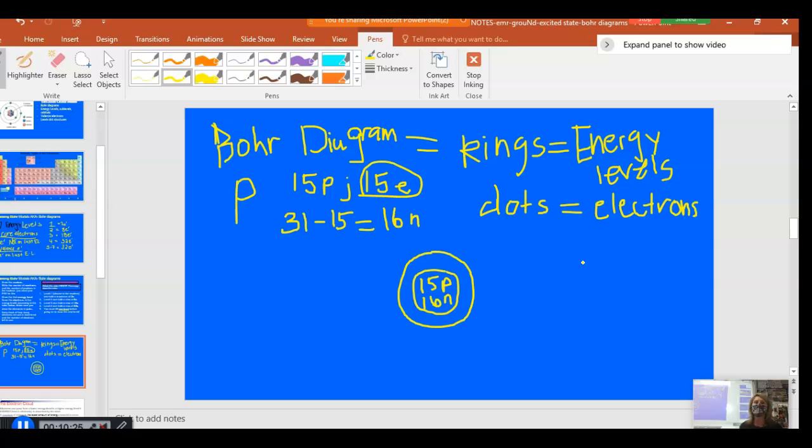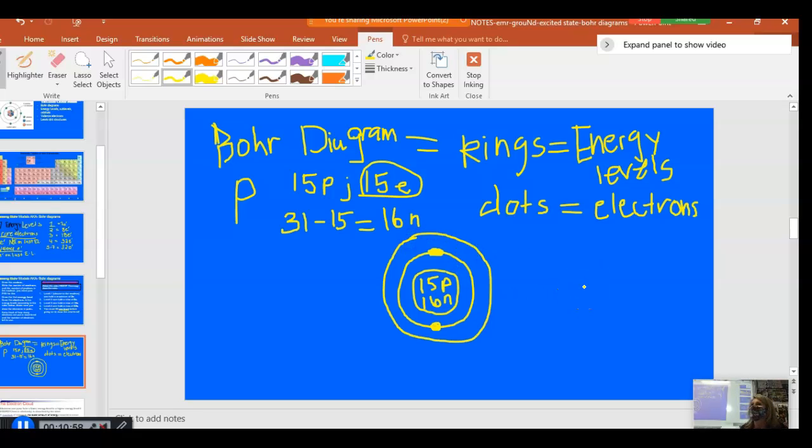So energy level 1 can hold how many electrons? 2, maximum 2, right? So I'm going to represent it with dots. I'm going to stick 2 right here, and that's all that can fit. No more can fit. So my next option is to move up to the next energy level, because I have to put 15 electrons someplace. I'm going to represent that with a ring.